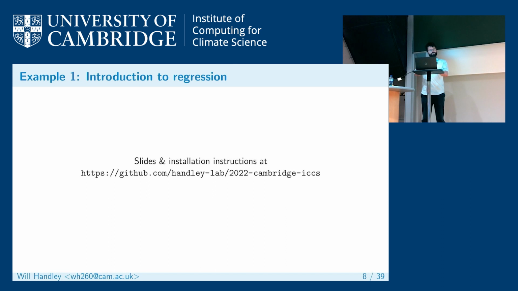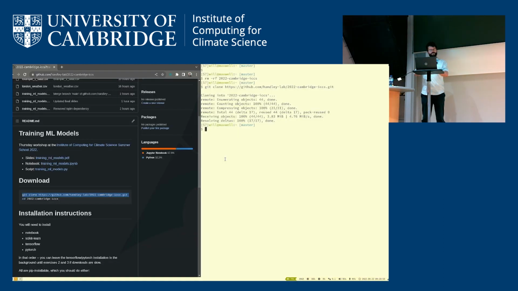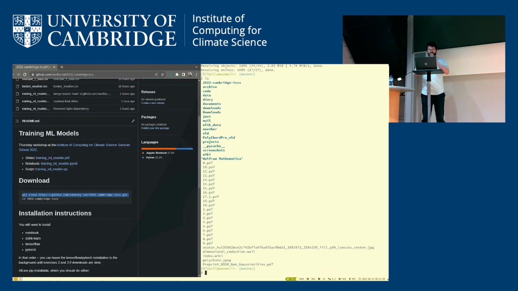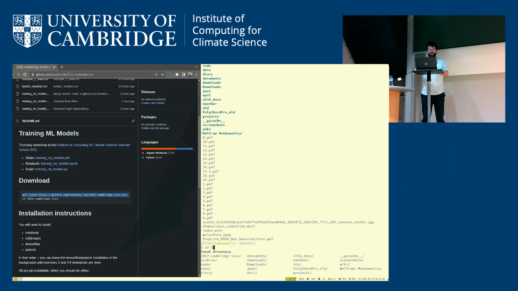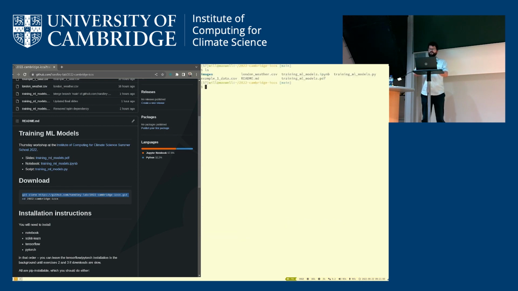That way you don't have to. So once we get cloned, we change directory into that, and you should then see there's a few data sets with London weather, example data, a README that's from the GitHub README, and then the various things here. So we then need to go and install the various things.